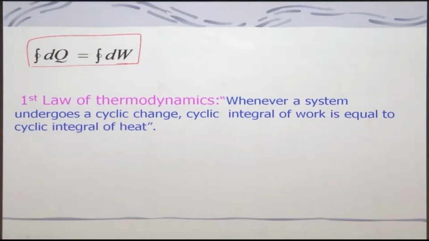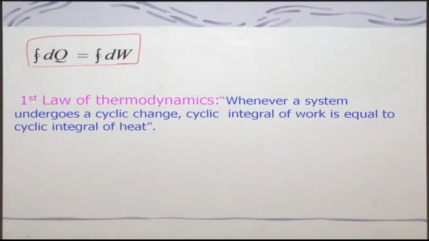So, what does it state? The first law of thermodynamics states that whenever a system undergoes a cyclic change, however complex the cycle may be, the cycle integral of work is equal to the cycle integral of the heat. Rather, I would put it a little differently: whenever a system undergoes a cyclic change, however complex the cycle may be, the cycle integral of work is proportional to the cycle integral of the heat, right, because the constant J comes into the picture.